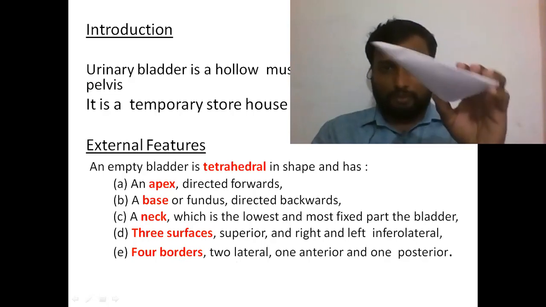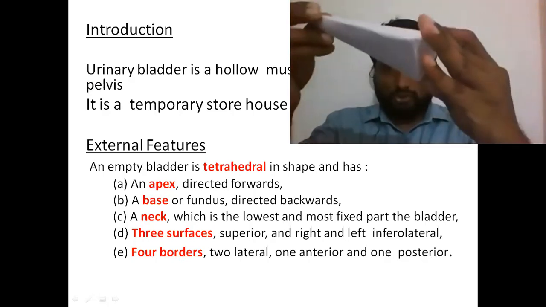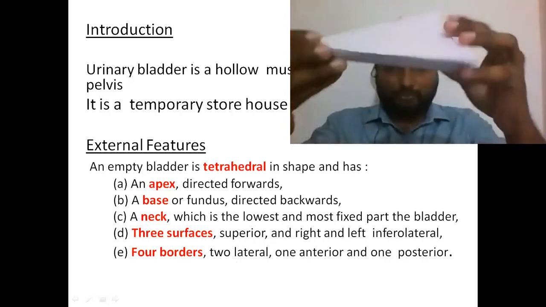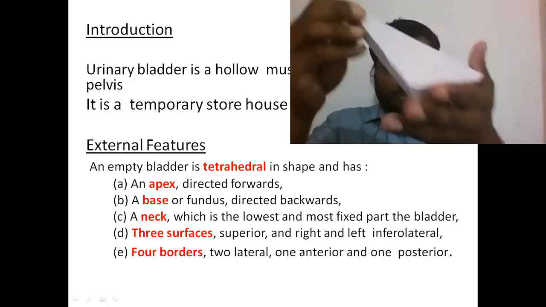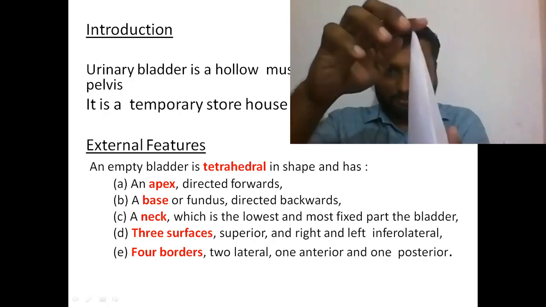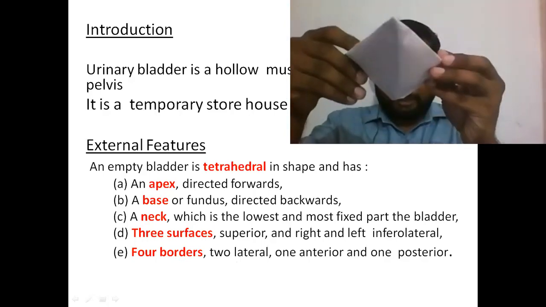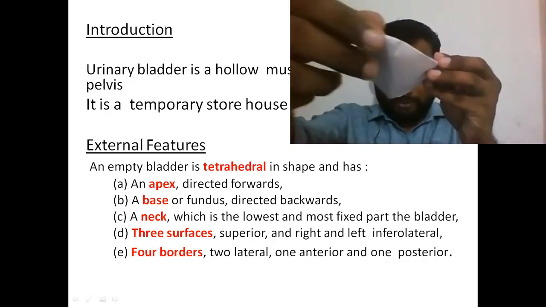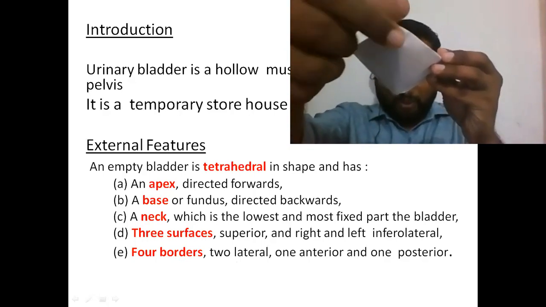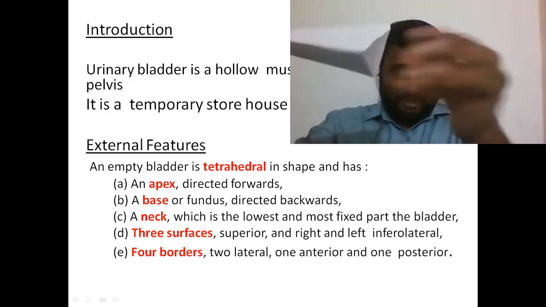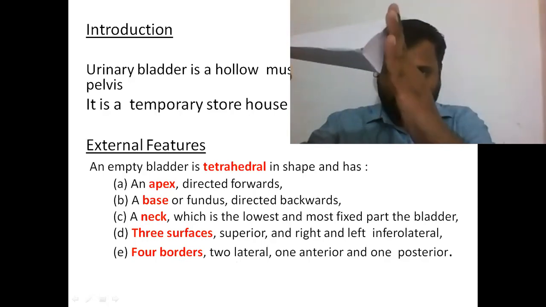See this paper model. It's almost a three-sided pyramid. Okay, imagine this is the base. This one is the apex. Okay, this is the shape of this urinary bladder. It is located like this. So it is having one apex. So the first point is clear. Then one base. See, this is the base.